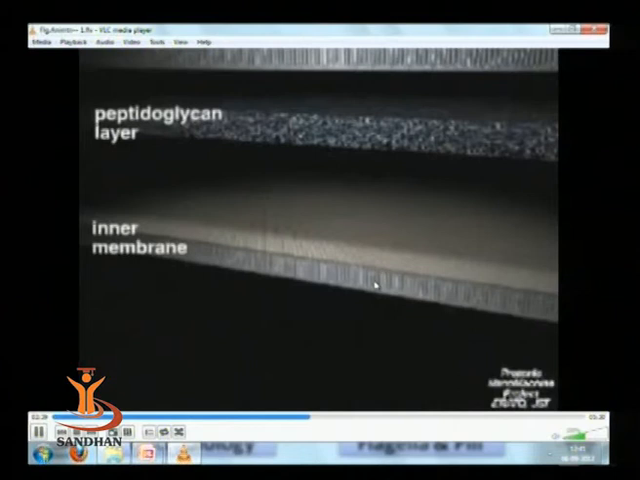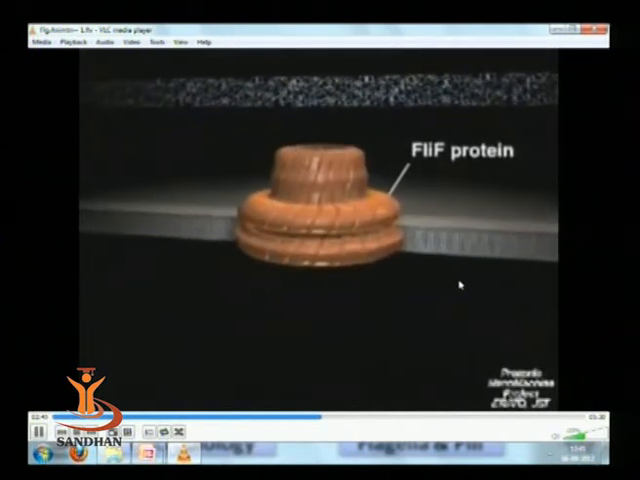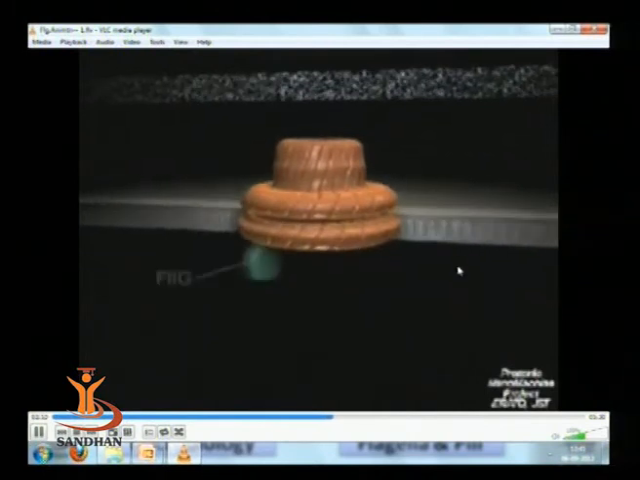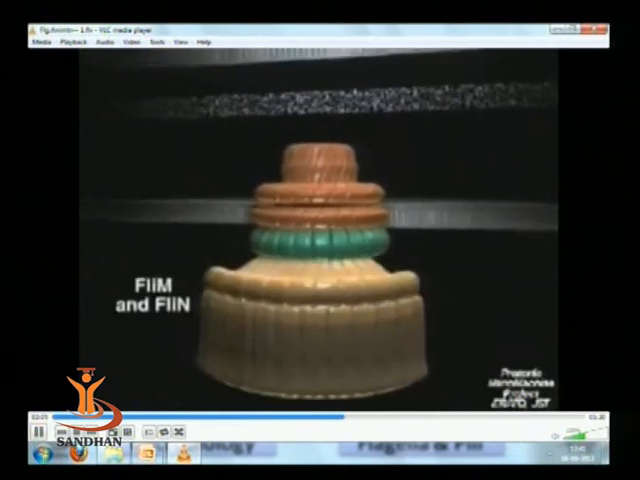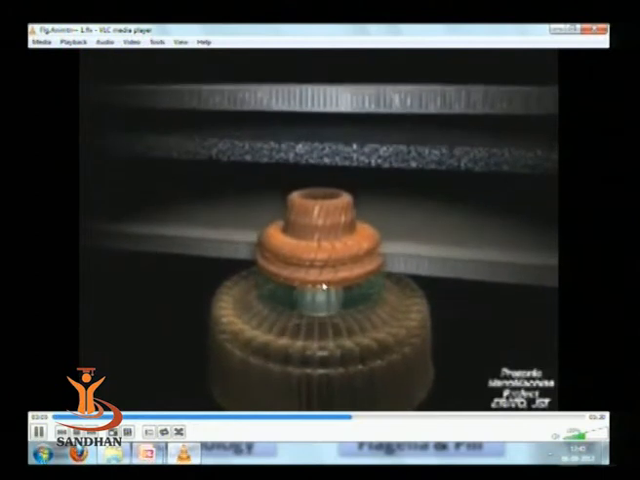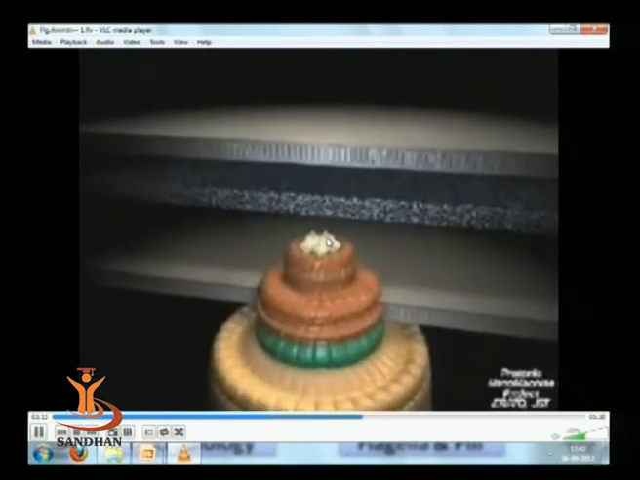Now look, this is the inner membrane, this is a peptidoglycan structure as you already know, and how the flagellum is synthesized. The synthesis of the entire bacterium flagellum is now being presented before you. The inner core is in the process of being synthesized. You can see it coming up. These are all protein molecules.